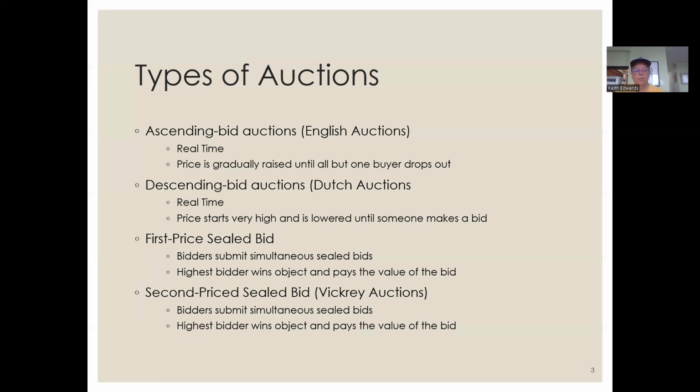First price sealed bid, these are kind of the ones that you see at fundraisers. The bidders submit simultaneous sealed bids, or at least are open simultaneously. The highest bidder wins the object and pays the value of the bid. A second price sealed bid is called a Vickrey auction. These are really interesting. We'll see why. The bidders submit simultaneous sealed bids. The highest bidder still wins the object, but he or she only pays the value of the second bid. So only pays the value of the second highest bid.